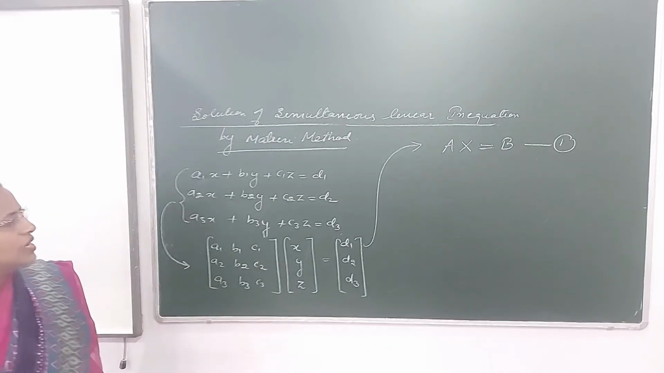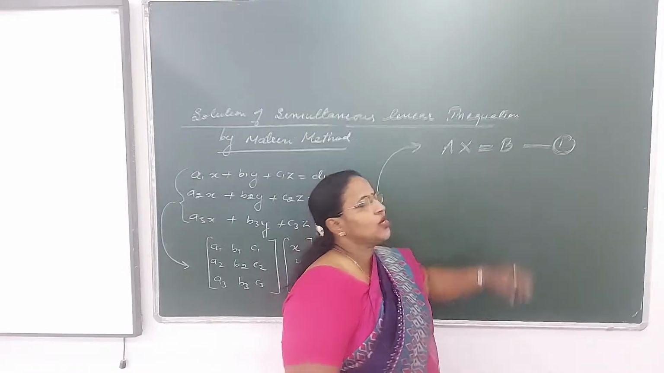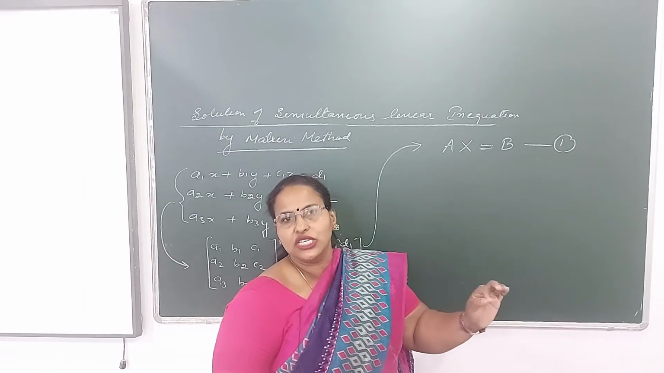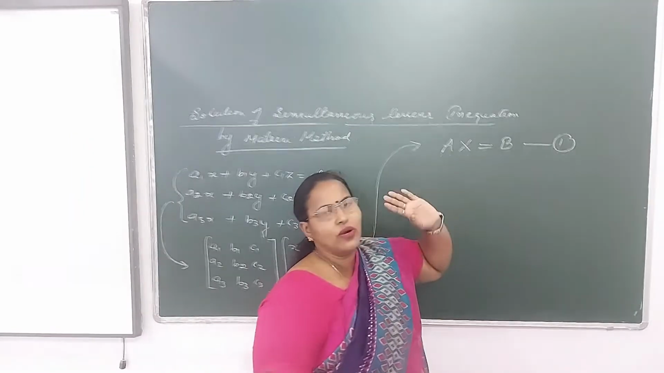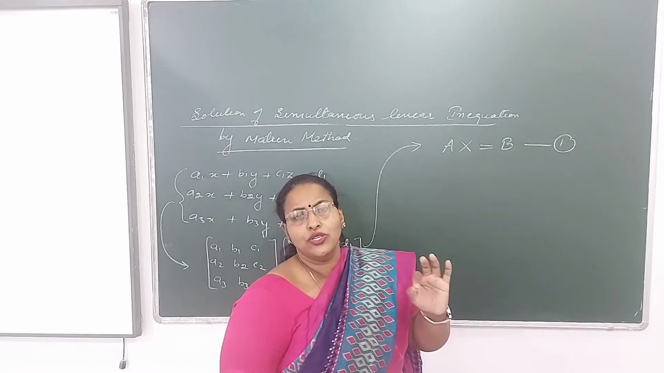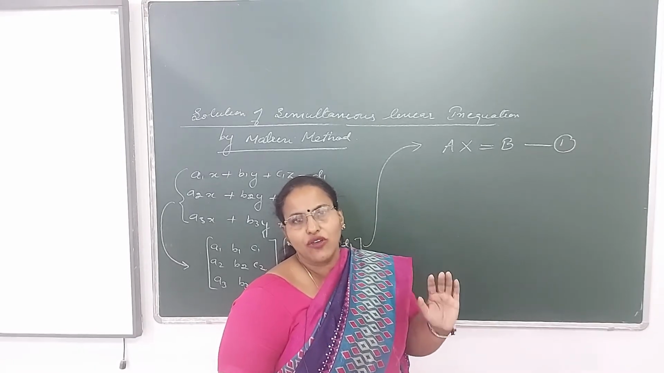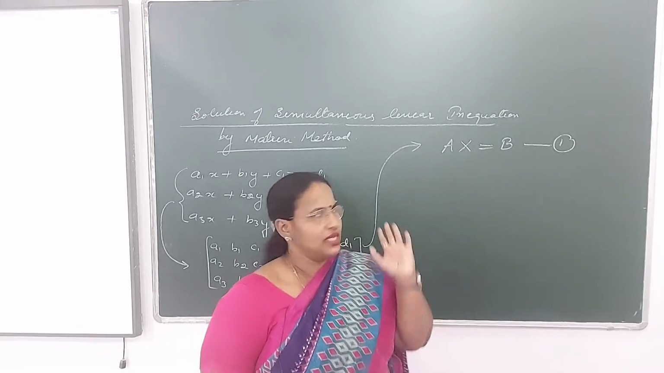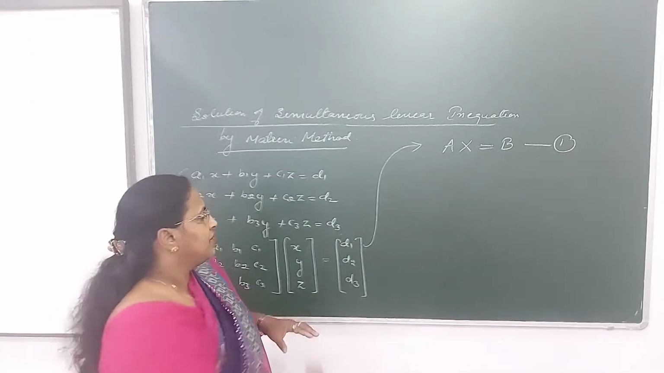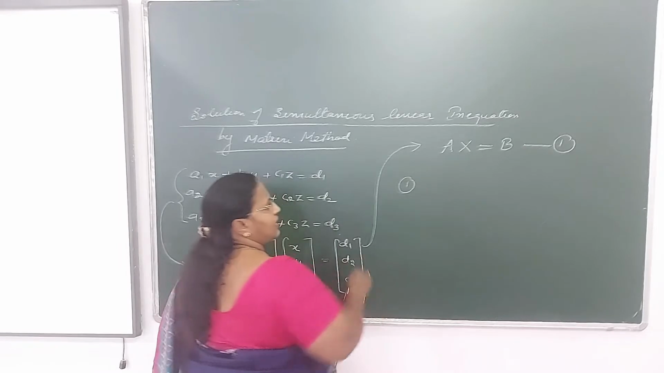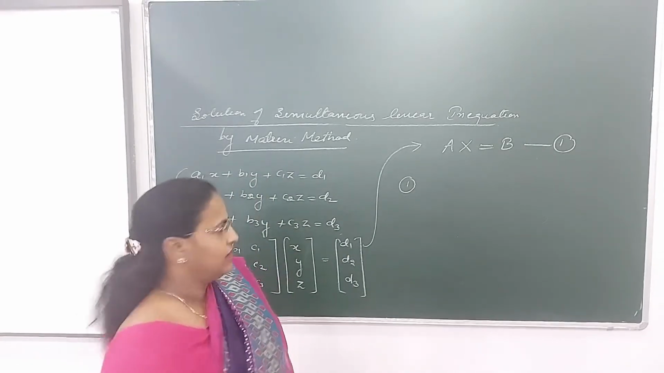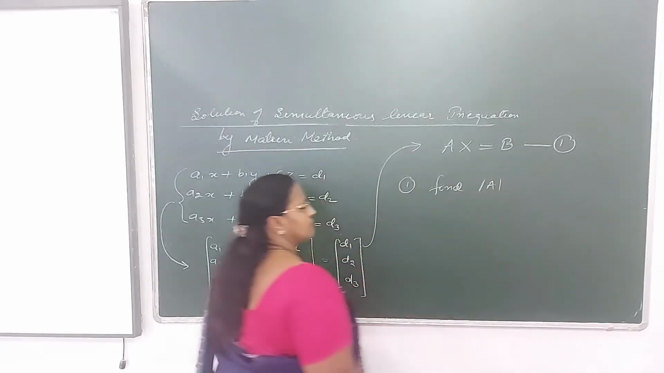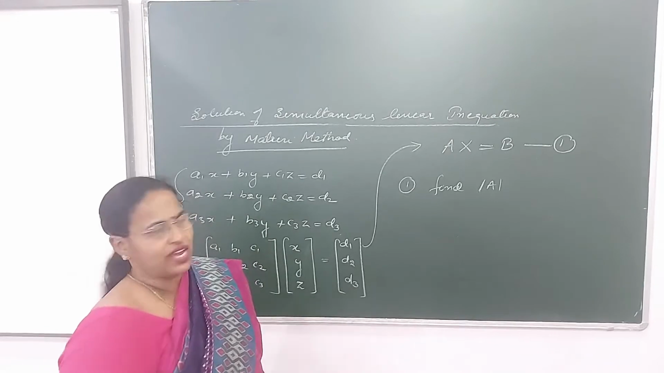Okay. Now see, in the form AX is equal to B, if B is equal to 0, then it is called a homogeneous system. And if B is not equal to 0, then it is called a non-homogeneous system. So here we'll be solving a non-homogeneous system by which method? By matrix method. Now see the procedure. The very first step after writing the equation in the form AX is equal to B will be, you will find the determinant of A.